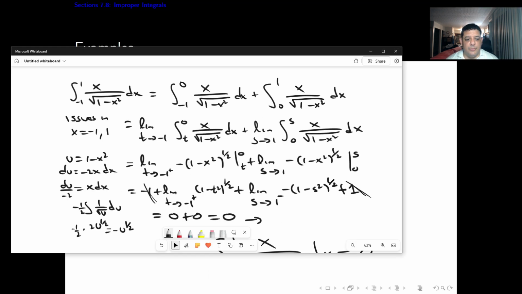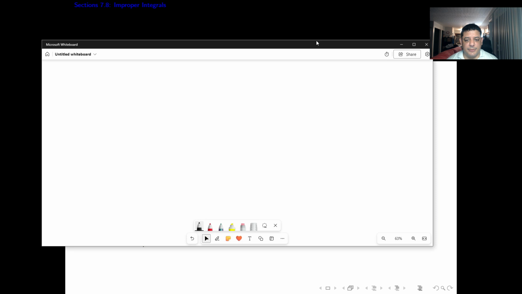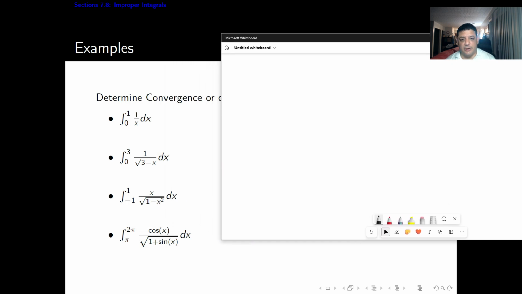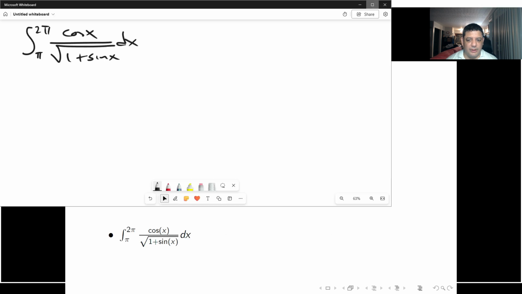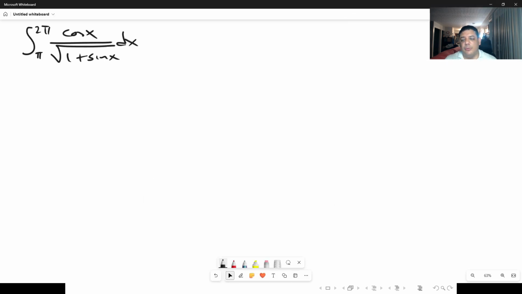Now let's do one more example. And here we have the integral from pi to 2 pi of cosine of x over the square root of 1 plus sine of x. And this is a very similar situation to what we had before. We have a square root, and we clearly have a root that is going to be in bold after we do the substitution. But where's the issue?